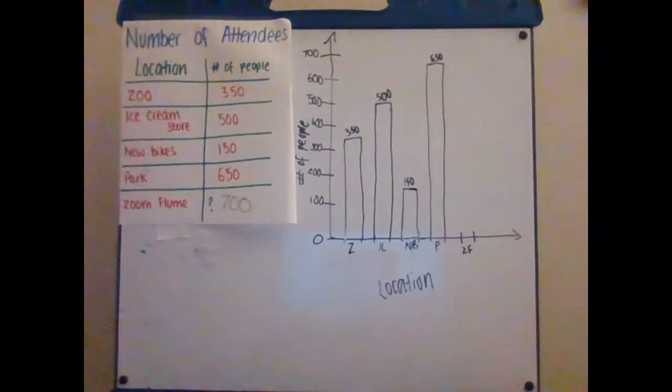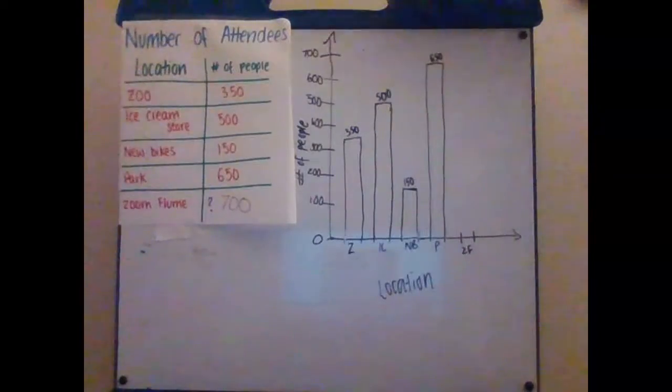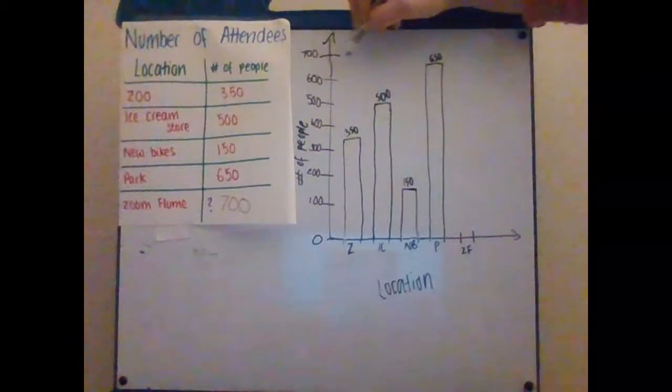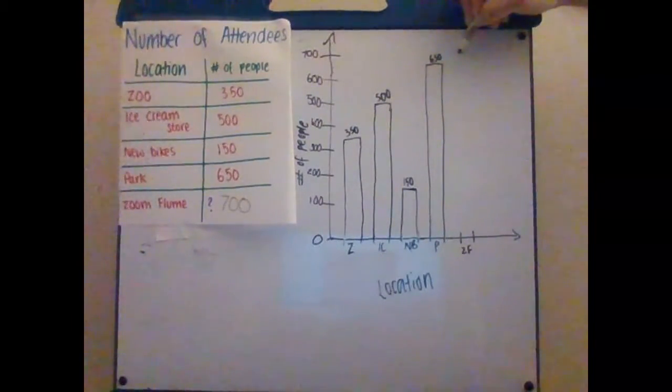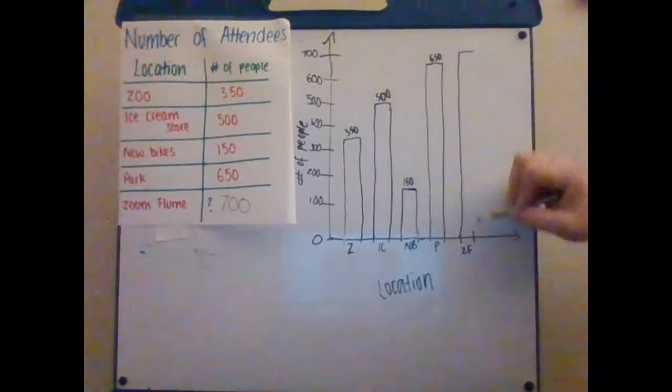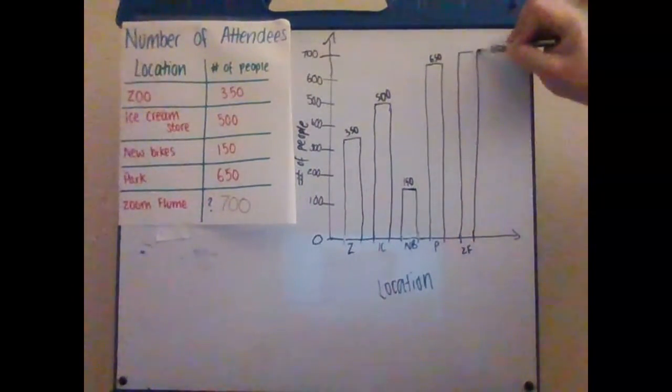And again, last but not least, Zoom Flume. The number of people who went to Zoom Flume was 700. If you went to Zoom Flume last year, count yourself in that number. Okay, all the way up. I'm going all the way from 700 all the way along here. Straight up.